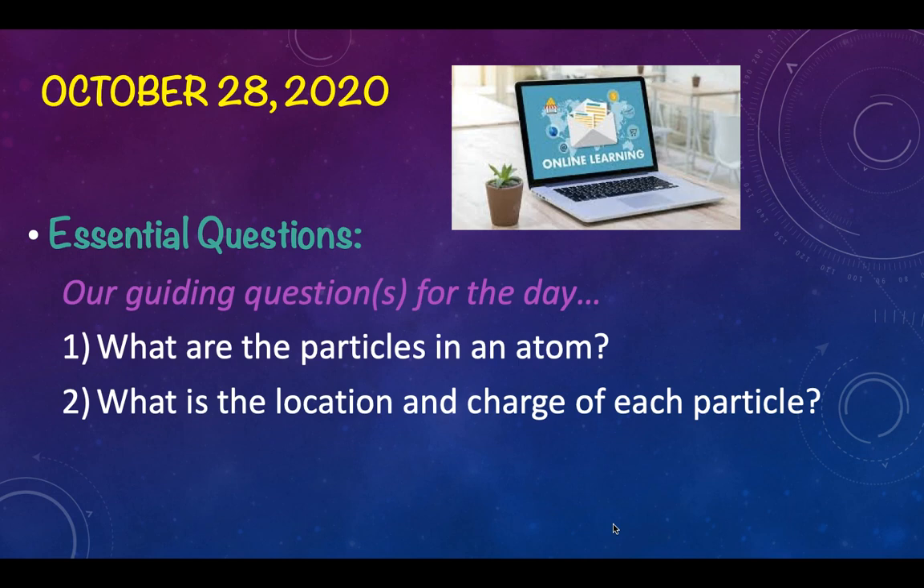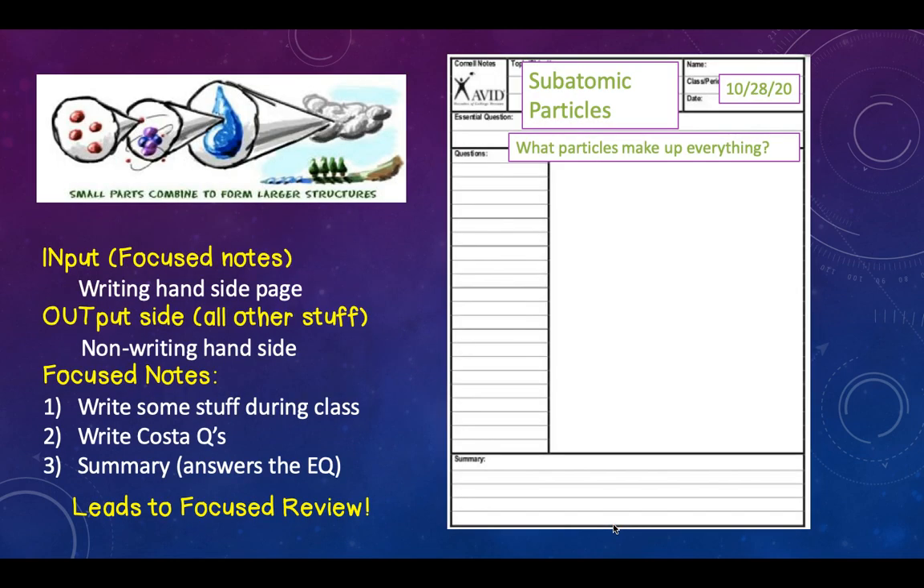And so that's why we continue to talk about particles and atoms, like the tiny pieces that are out in space. So go ahead and set up your notes for today. Subatomic particles is the name of our topic. And then the essential question, I kind of combined the two from before, in just thinking about what particles make up everything. If you're taking these notes on the assigned day, it is 10/28. Otherwise, fill in whatever date it is that you're taking these notes. And let's learn some more about subatomic particles.